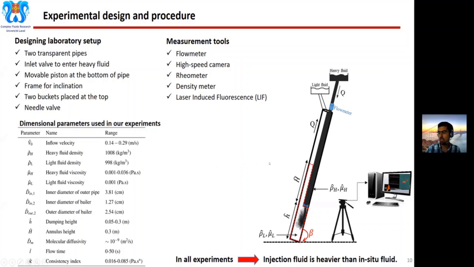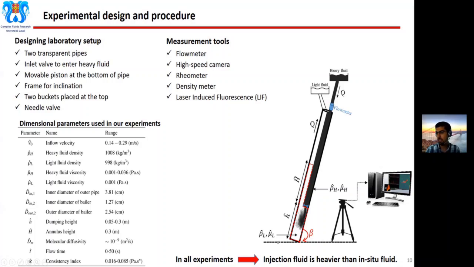We also have several measurement tools like a flowmeter, high-speed camera, rheometer, and density meter, and we are using some non-intrusive methods like laser-induced fluorescence. Here in this table, you can see the dimensional parameters in our study, and in all of my experiments, the injection fluid is a heavy fluid, mainly heavier than the in-situ fluid.